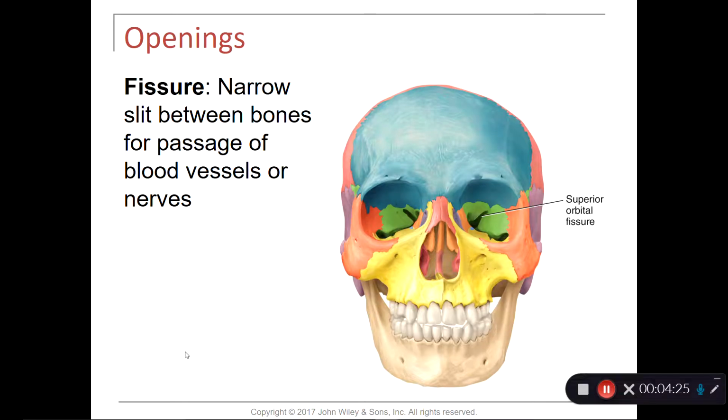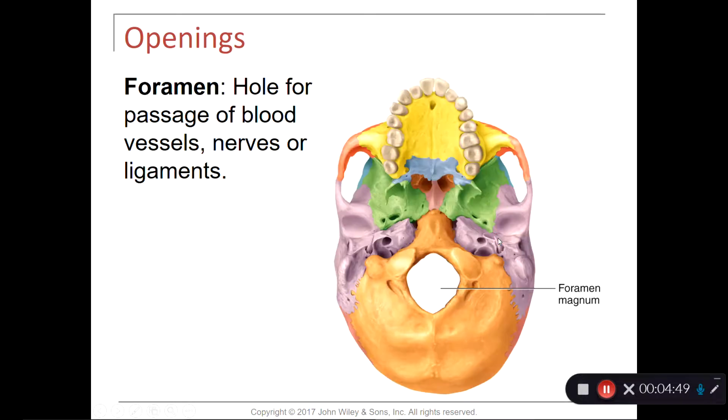A fissure is an opening. It's literally a slit. Somebody took a knife to some cellophane, some saran wrap, and put a hole right on down through it with a knife. An example of that is your superior orbital fissure and your inferior orbital fissures, the slits in the back of the eye socket. A foramen is an opening as well, but it's more of a circular opening.